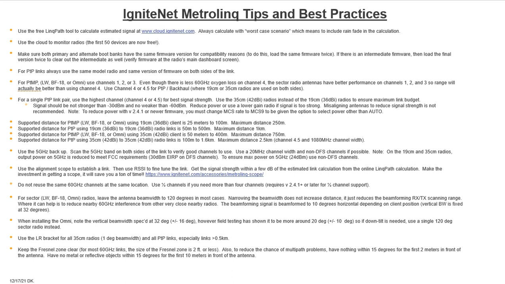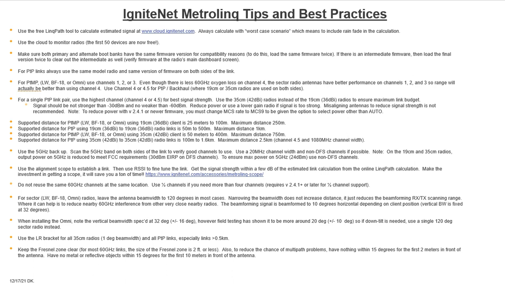In most cases, I recommend going with the 35 centimeter, 42 dB gain antenna radio because they're very close in price. So why not just go with the higher gain? It gives you more link budget to work with. It also makes your average MCS rate higher, because your link is better and stronger. Unless the link is very close, like 100 meters or less, then I'd say, yeah, sure, go with the 19 centimeter in that case.